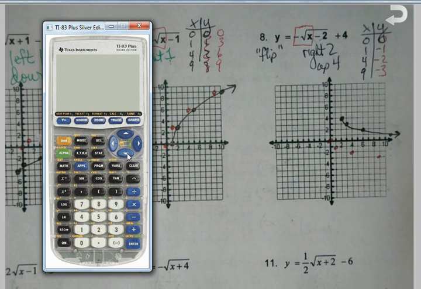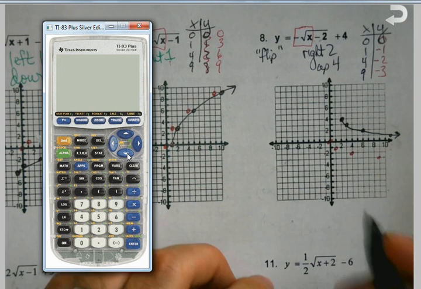But let's talk for a minute about domain and range, because I sort of let that get out of my brain with all of this moving around here.